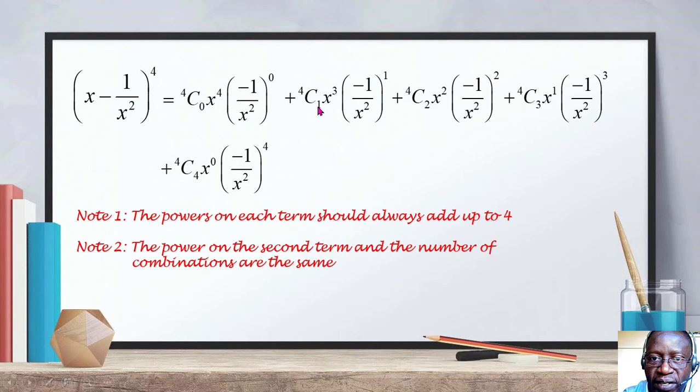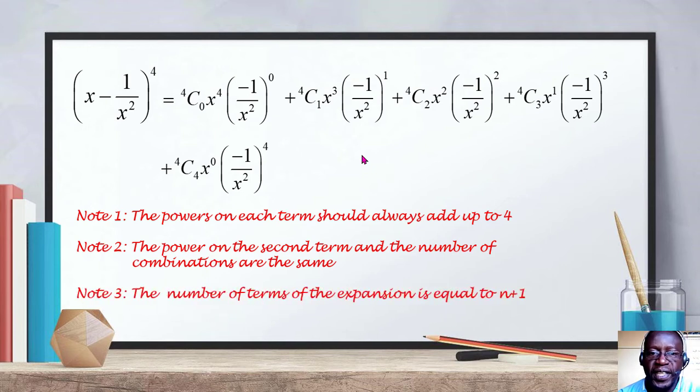The number of combinations here is 1, and we've got a 1 there. The number of combinations here is 2, we've got a 2 there. The number of combinations there is 3, we've got a 3 there. The number of combinations there is 4, we've got a 4 there. It's just a pattern which we're making.